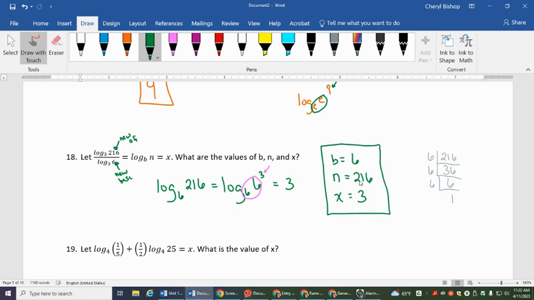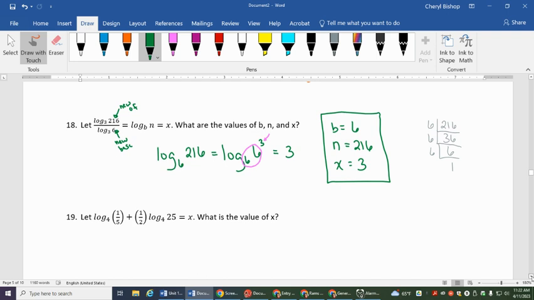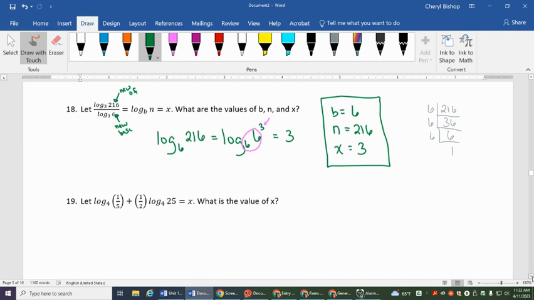The reason I know that my n, they wanted the 216 and not the 6 to the 3rd, is because this is just a plain number. It's not a number with an exponent attached. So I have to go back to where last time my log had just a plain number as the of. Okay? Questions on 18? All right, 19.